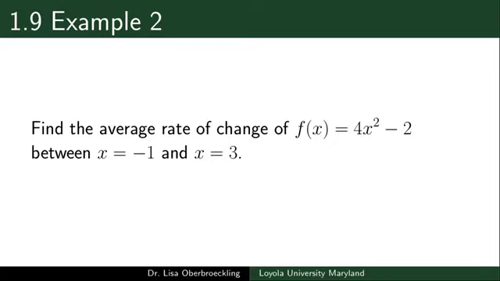So here is another example of calculating average rate of change. This is similar to number 8 or number 9 in the text. And we have: find the average rate of change. Unfortunately, there's not a global shorthand for this notation, of y equals 4x squared minus 2 from x equals -1 to x equals 3.